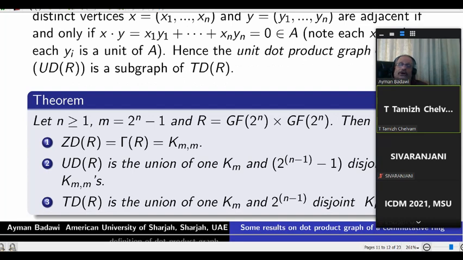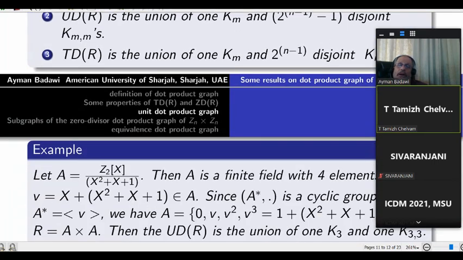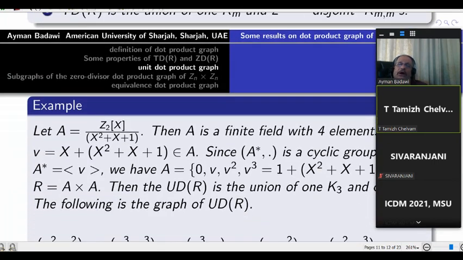The total dot product, so if this is the case, again, for a product of two finite fields of characteristic 2, I know the structure of the zero dot product, the structure of the unit dot product, and the structure of the total dot product. And here are some examples.